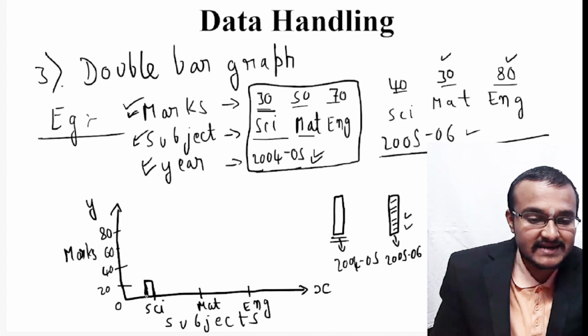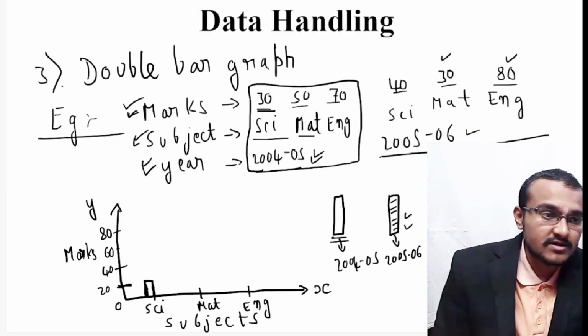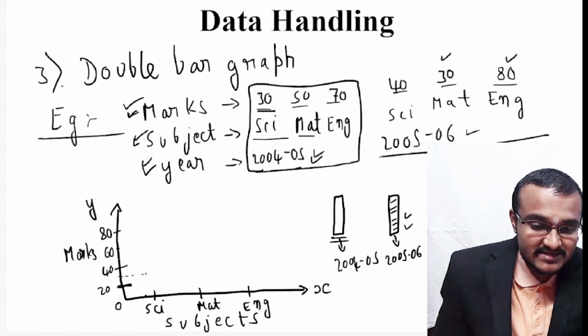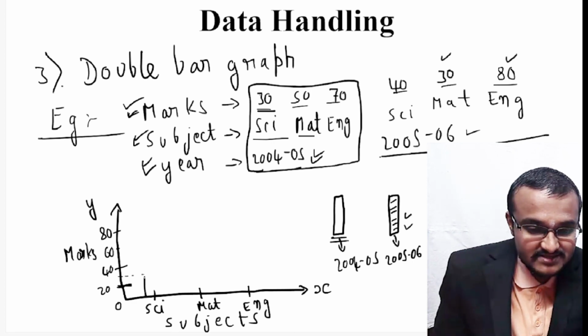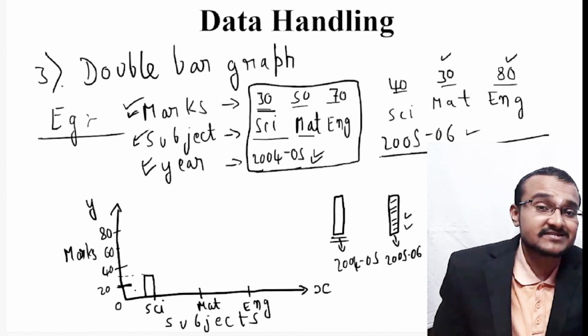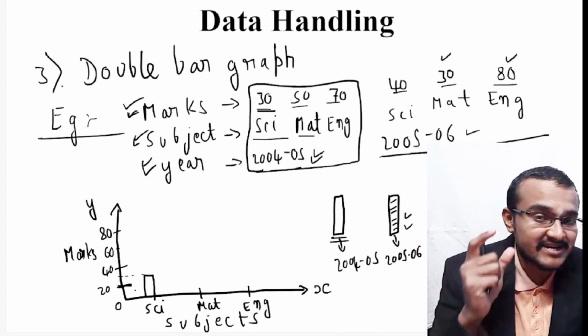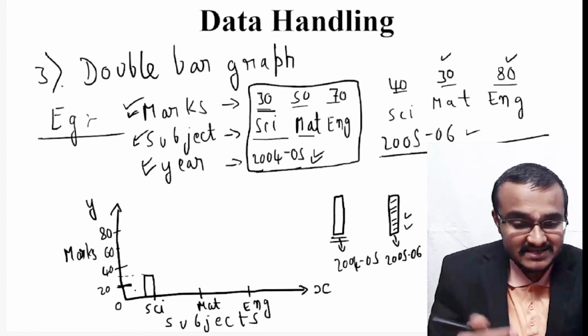So the height of this particular rectangular bar should be up to 30, because that particular student has got 30 marks in that science subject. So 30 is in between 20 and 40. If you draw an imaginary perpendicular line from this 30, you will get this particular line. That will be the height of your first rectangular bar. So let's say this is one rectangular bar which is unshaded, which will represent the 2004 to 2005 academic year. Similarly, for the 2005 to 2006 academic year, you can use a shaded rectangular bar.